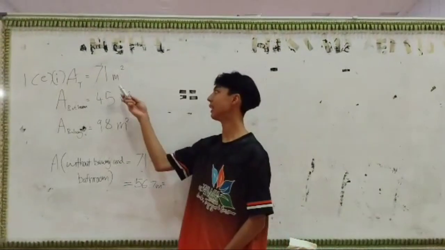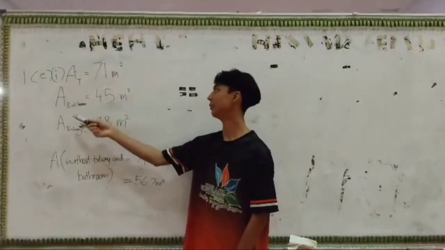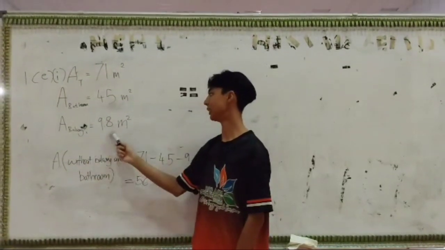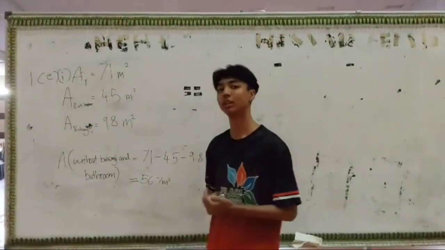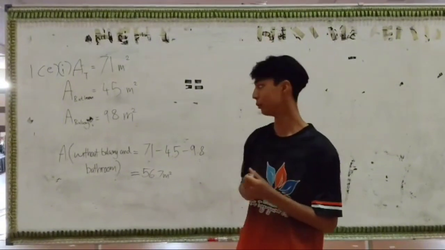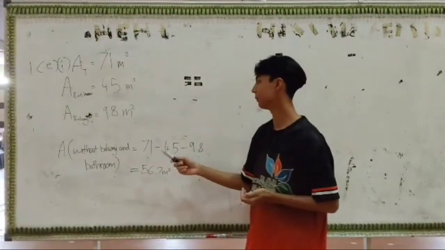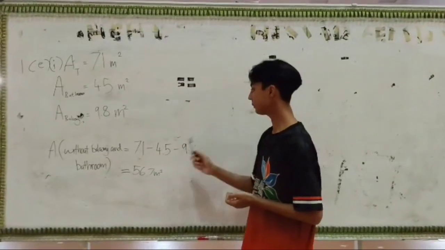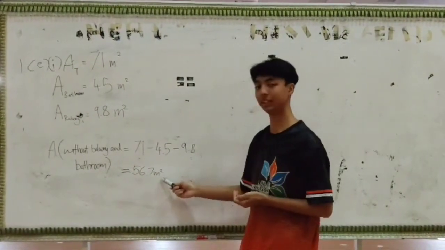So we were given the total area, which is 71 square meters, the bathroom area, which is 4.5 square meters, and the balcony area, which is 9.8 square meters. To find the area of the hardwood floor, you can just subtract the bathroom area plus the balcony area from the total area, which gives 56.7 square meters.